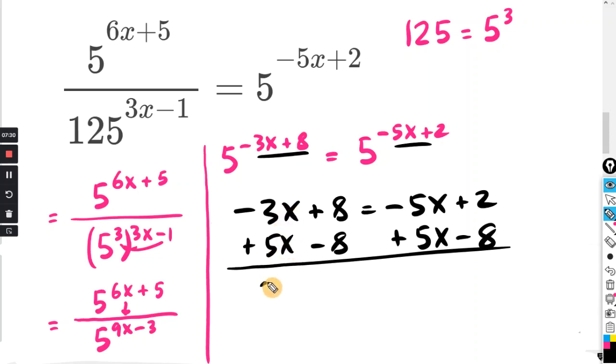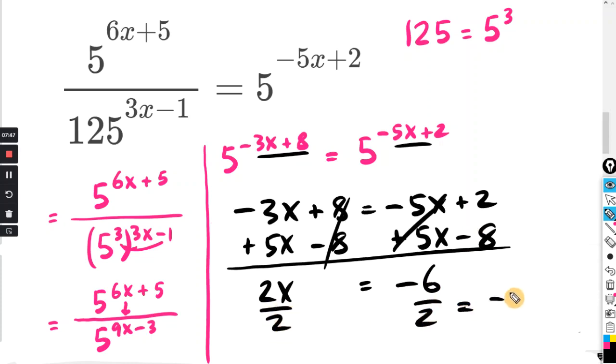Negative 3x plus 5x is 2x. 8 minus 8 is gone. Bring down the equals. 5x minus 5x is gone. And 2 minus 8 is negative 6. Okay, and dividing both sides by 2, negative 6 over 2 is just negative 3.